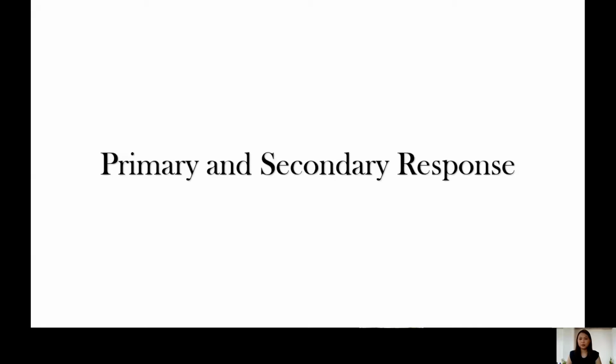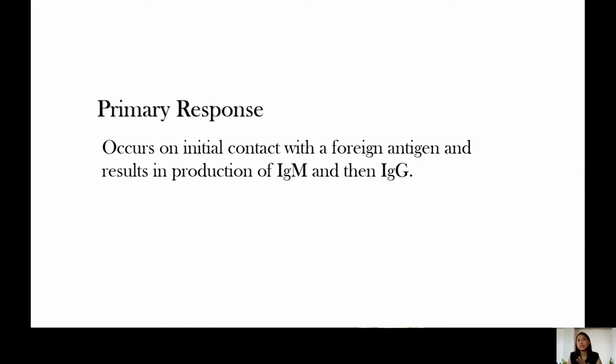Let us discuss the primary and secondary response. So this time, this will be the types of responses of our immune system. So what is a primary response? For example, it is our first time. It's the first time that our body is exposed to, for example, the common cold virus, the virus that causes common colds.